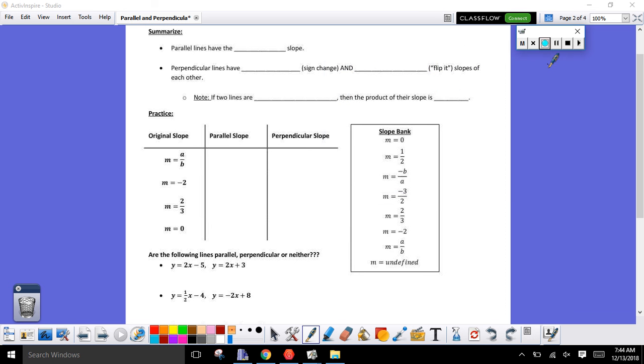Hi guys, today we're going to go over parallel and perpendicular lines. Just a little review from algebra. So for parallel lines, we always have the same slope.